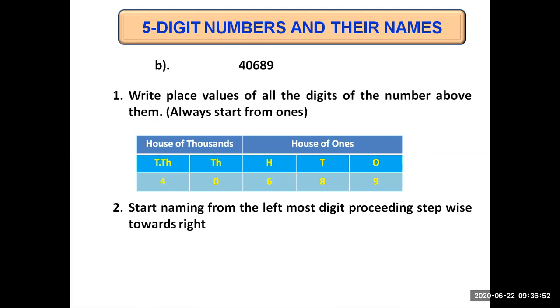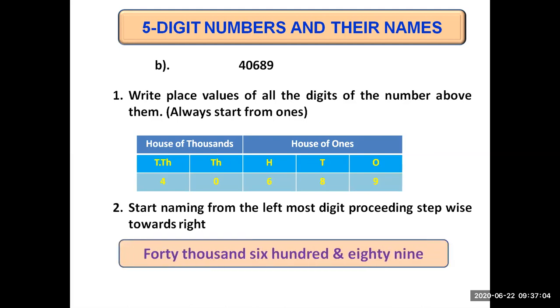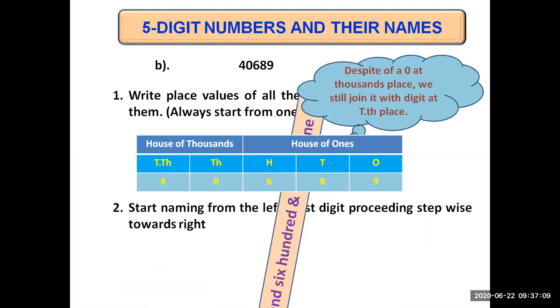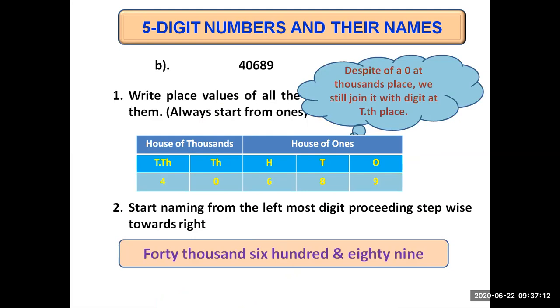And in the house of ones we have 6, 8, and 9. 6 at hundreds place, so we say it's 600. 8 at tens place means 80, and 9 at ones place means 9, so it's 689. So the number name will be 40,689. Despite a 0 at the thousands place here, we still join it with the digit at the 10,000s place. And why are we doing that? Because the house of thousands is always named collectively. We do not omit it.